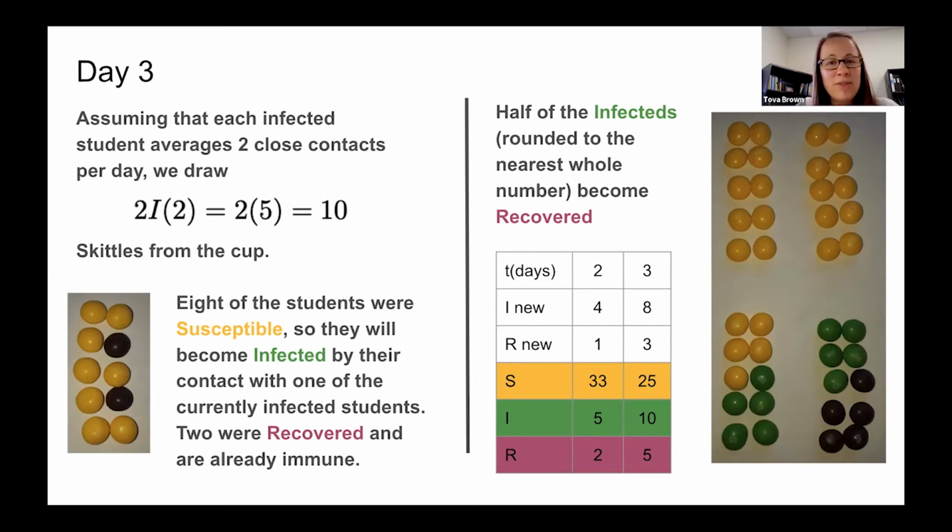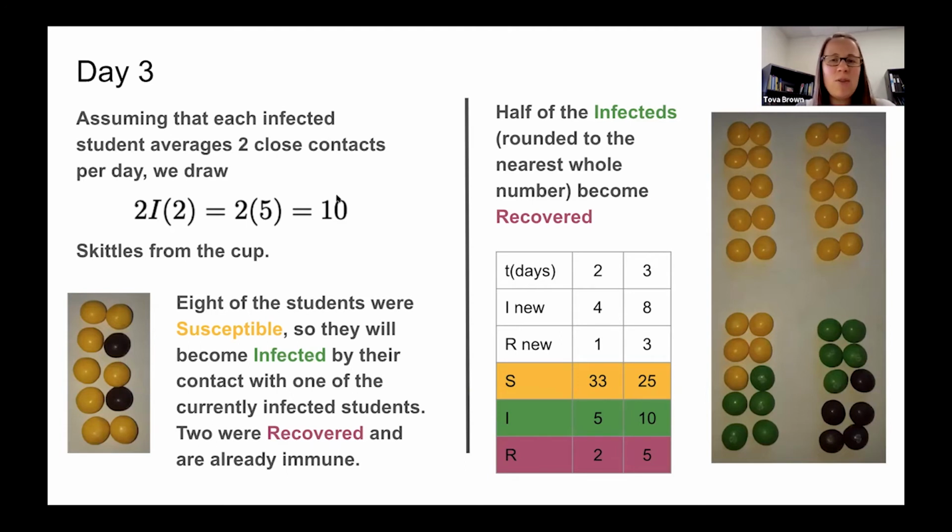So here are the numbers for experiment 3. There are 34 susceptible at the end, 4 infected, and 2 recovered. So if there are 4 infected individuals, how many Skittles would you draw on the next draw? Assuming each one has 2 close contacts, we would draw 8 Skittles and see what happens. How many of them are yellow, green versus purple?